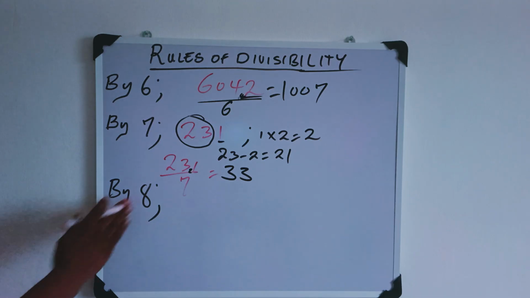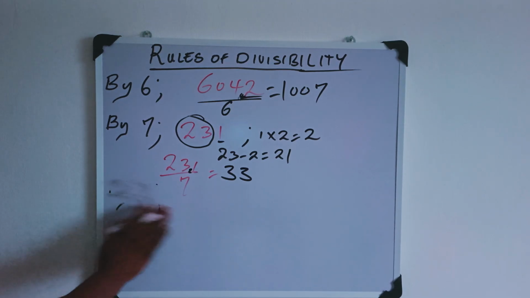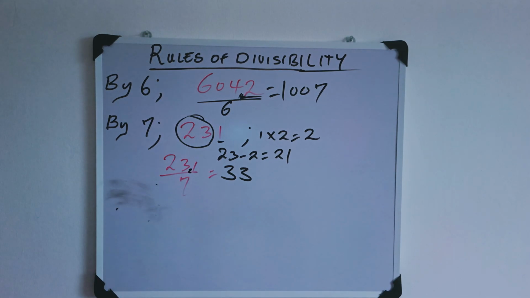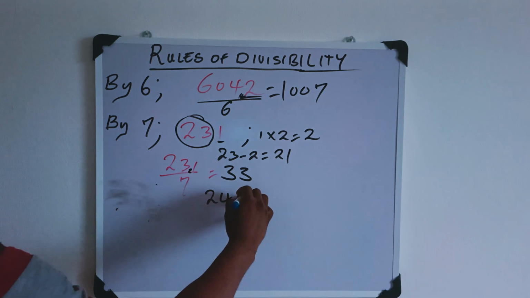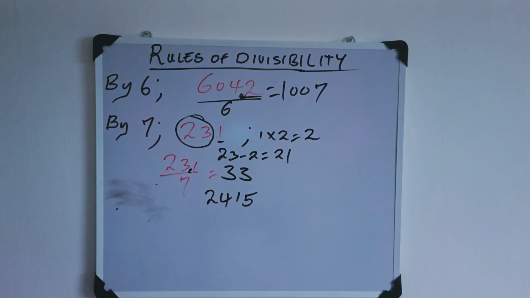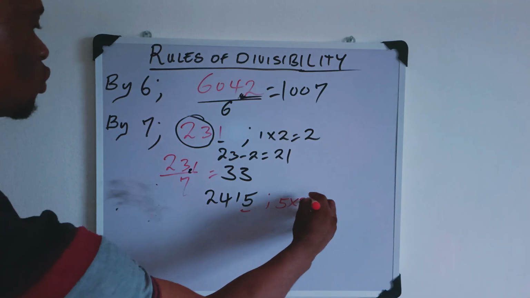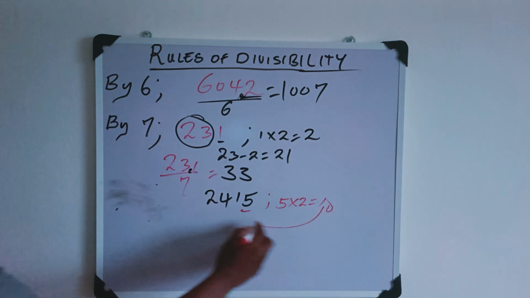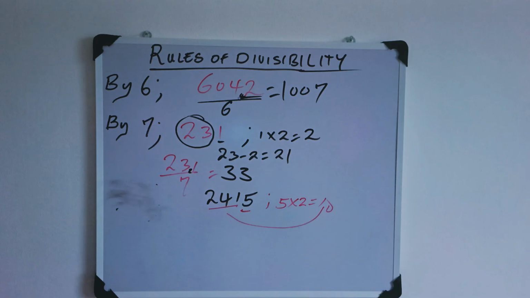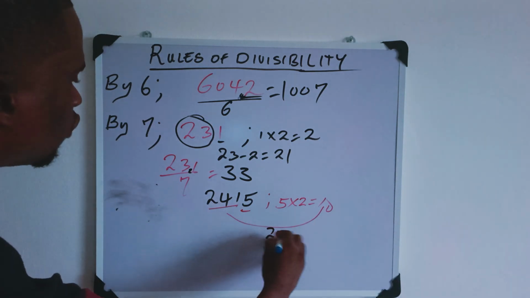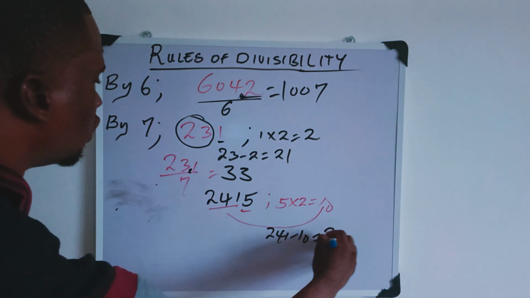Now let me give another example under 7. Let's say we have 2415. Now let's begin the procedure. The first step is to multiply the last digit, which is 5 here, by 2. So 5 multiplied by 2 will give 10. Then subtract 10 from 241. 241 subtracting 10 will give 231.